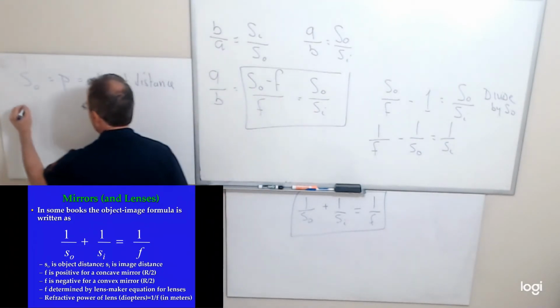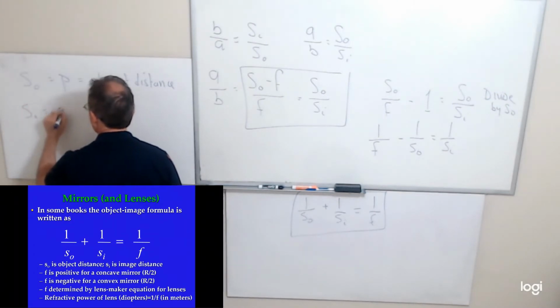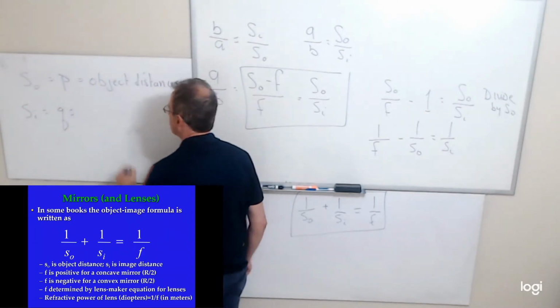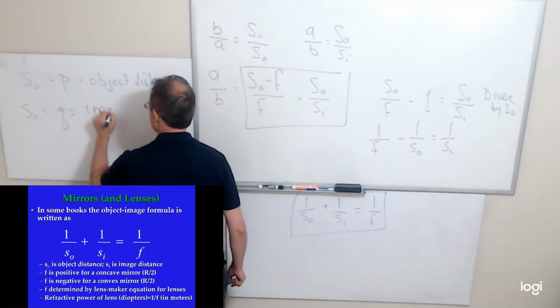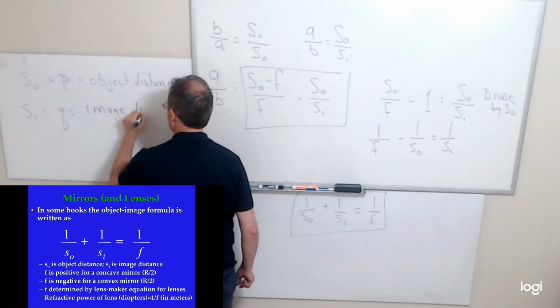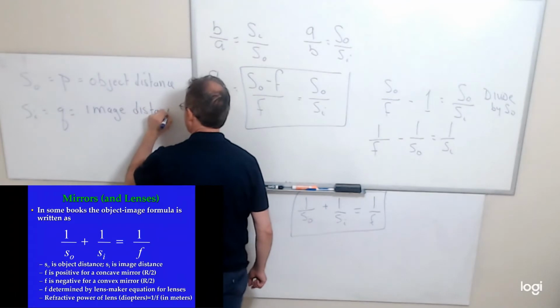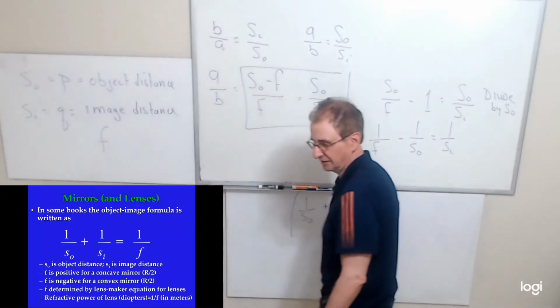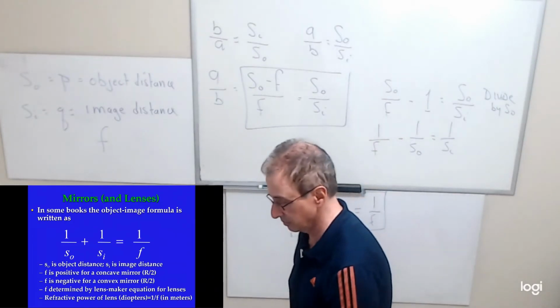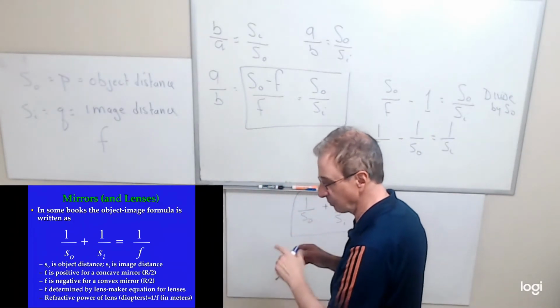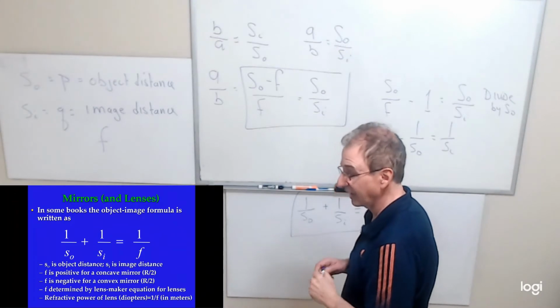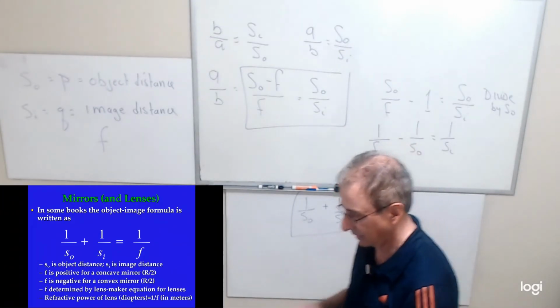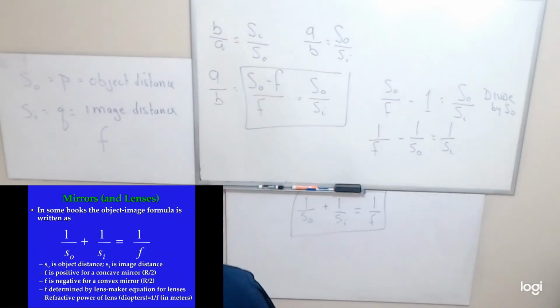And then S sub I can also be rewritten as Q, the image distance. But all books use the letter F for the focal length of the lens or the mirror. This equation works for both the mirror and the lens. Like I said before, I am not going to derive this equation for the lens. You can read the book.